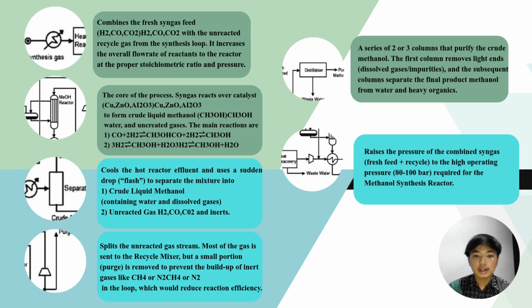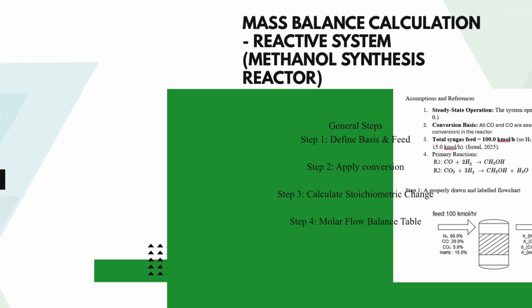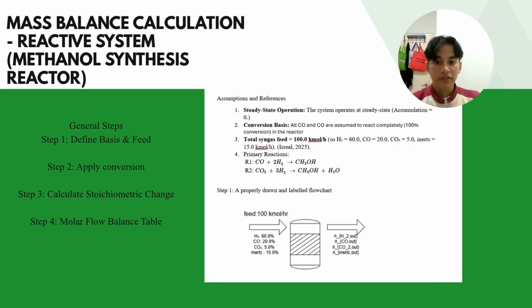And the sixth is the compressor. It raises the pressure of the combined syngas, which is fresh feed plus recycle, to the high operating pressure between 80 to 100 bar required for the methanol synthesis reaction. So now we'll be calculating the mass balance of the reactive system.